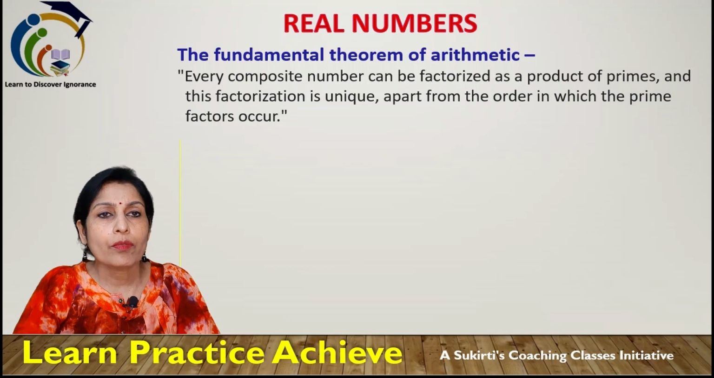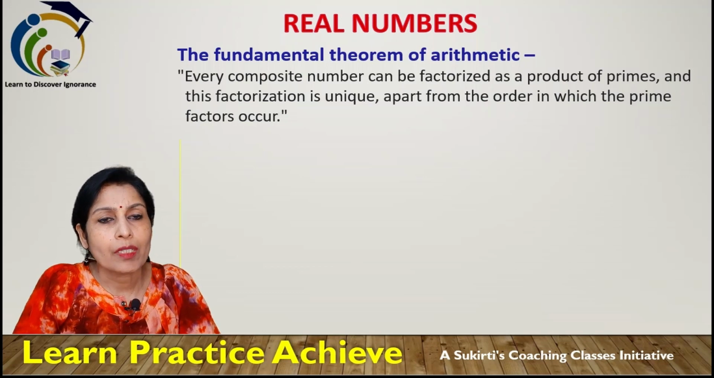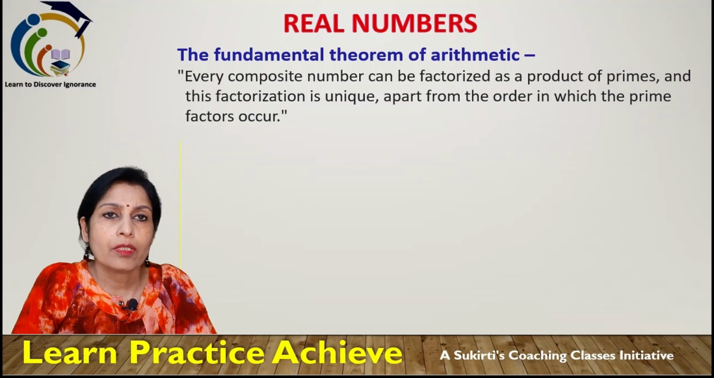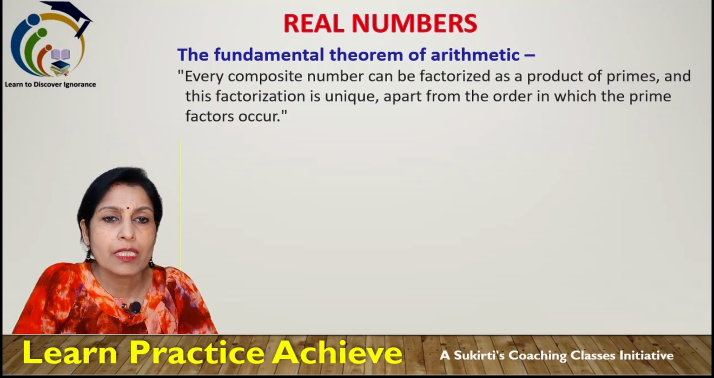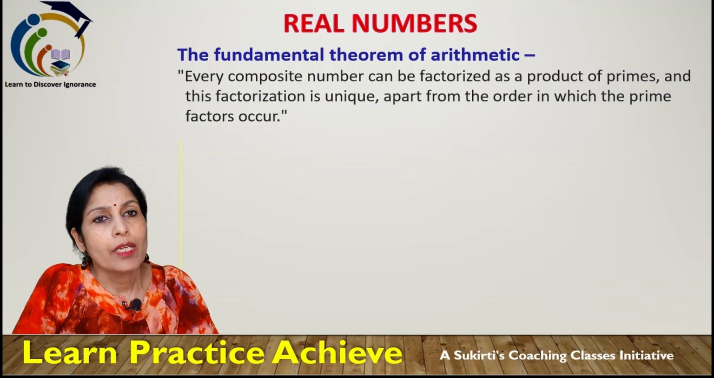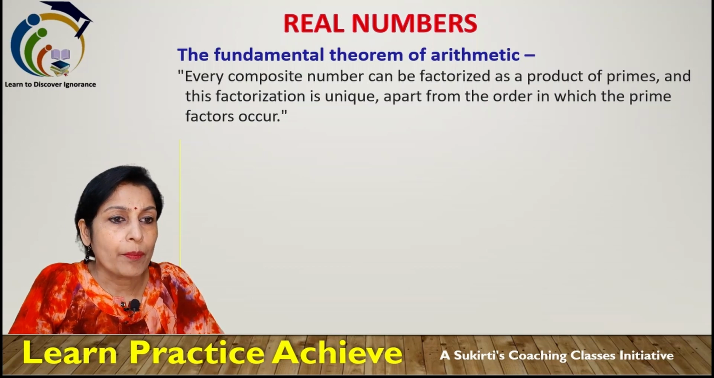It means whenever we take any composite number, that composite number can be represented in the form of the product of prime numbers, and those prime numbers are unique. Unique means for any composite number the same prime numbers will come if we do it in any way. Okay, and also apart from the order in which the prime factors occur.